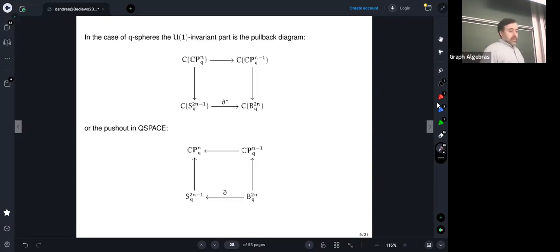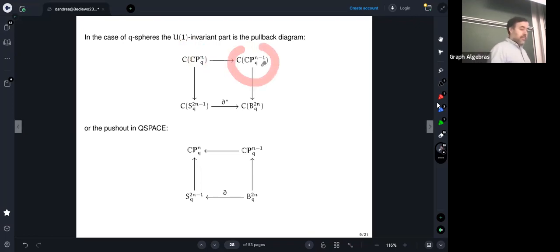Okay. So in the case of Waxman-Soibelman quantum spheres, since we have a U1 equivariant pullback diagram, we can pass to the subalgebras given by U1 invariant elements. And if we do this, what we get is the following pullback diagram. On the left, top left corner, we have the C*-algebra of the quantum projective space of complex dimension n.